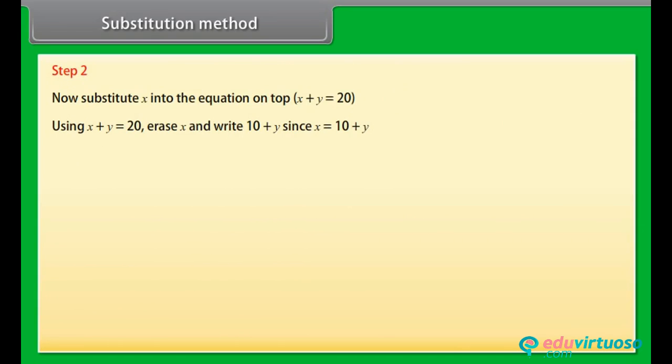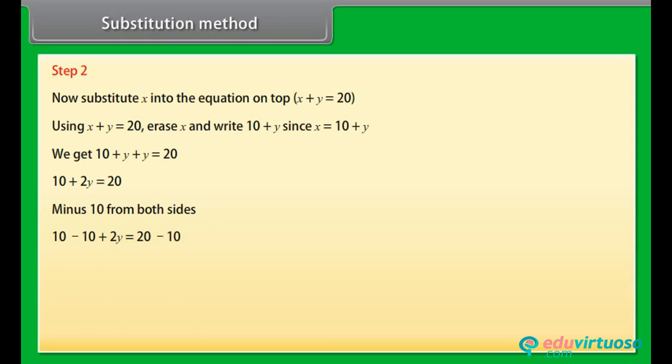Using x plus y as 20, erase x and write 10 plus y since x is equal to 10 plus y. We get 10 plus y plus y is equal to 20. 10 plus 2y is equal to 20. Minus 10 from both sides. 10 minus 10 plus 2y is equal to 20 minus 10. 2y is equal to 10. Divide both sides by 2. Y is equal to 5.